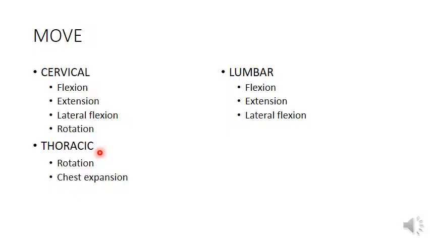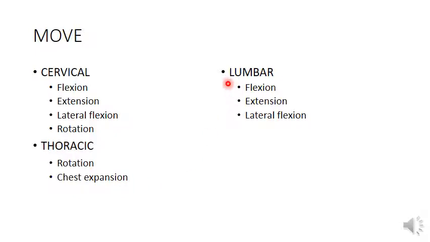The thoracic movements, so here usually we make a rotation. We hold the pelvis and ask the person to turn over and look at his back. So this is the thoracic rotation. And also we would ask the person to make a chest expansion, take deep inspiration as much as possible and expiration. So in this we will be able to see if the thoracic movements or the thoracic vertebrae are normal, or if there is any restriction in the movements.